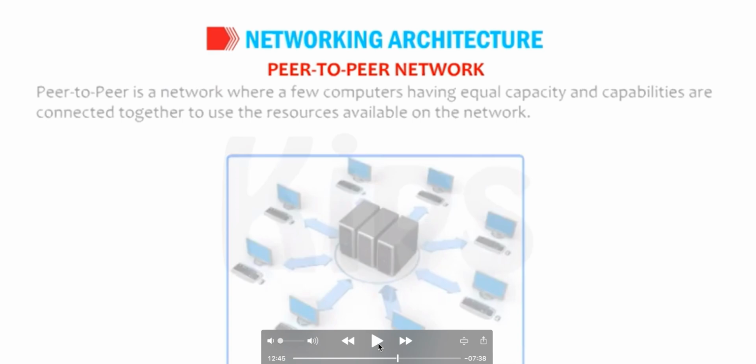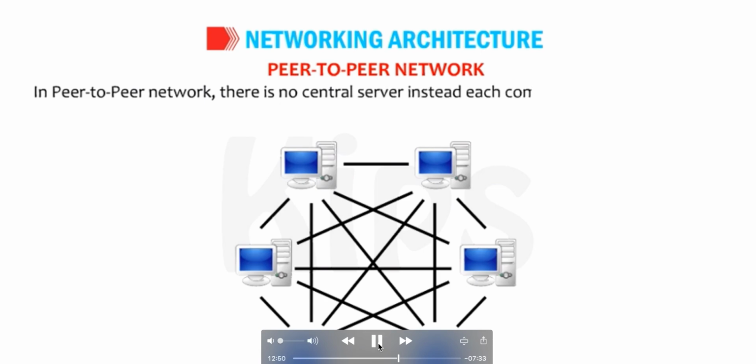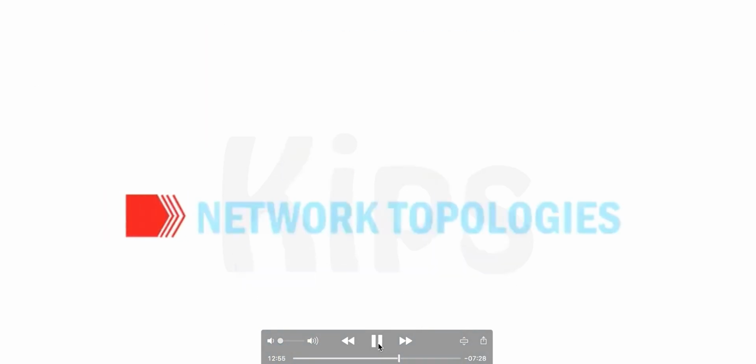For example, if client one has some software, like MS Office, and it uses about 50 MB of memory, each and every client will have the same equal capabilities and they will be sharing the resources with each other. That is called peer-to-peer networking. In a peer-to-peer network there is no central server. Instead, each computer can act as a server as well as a client.